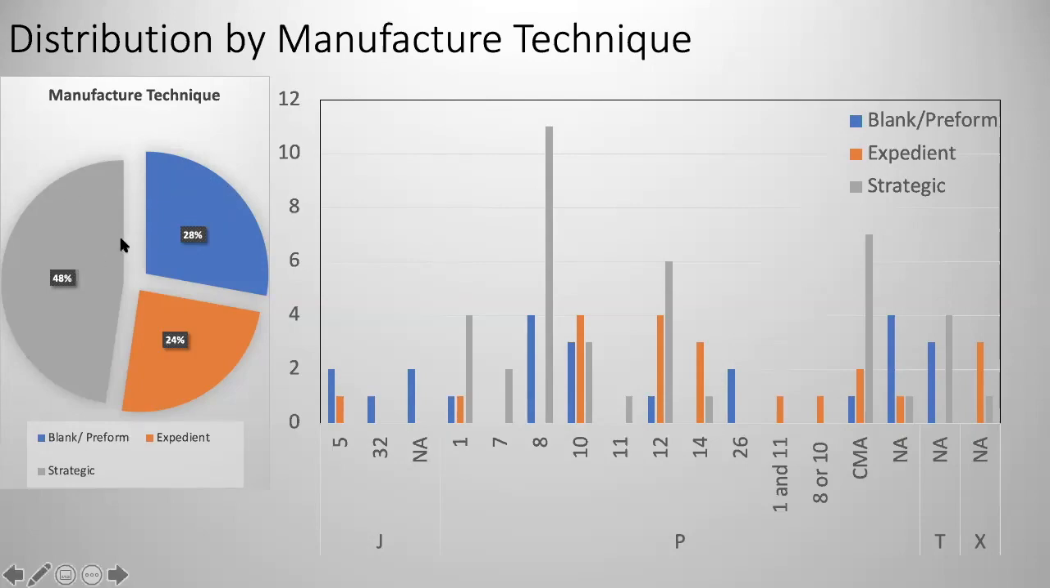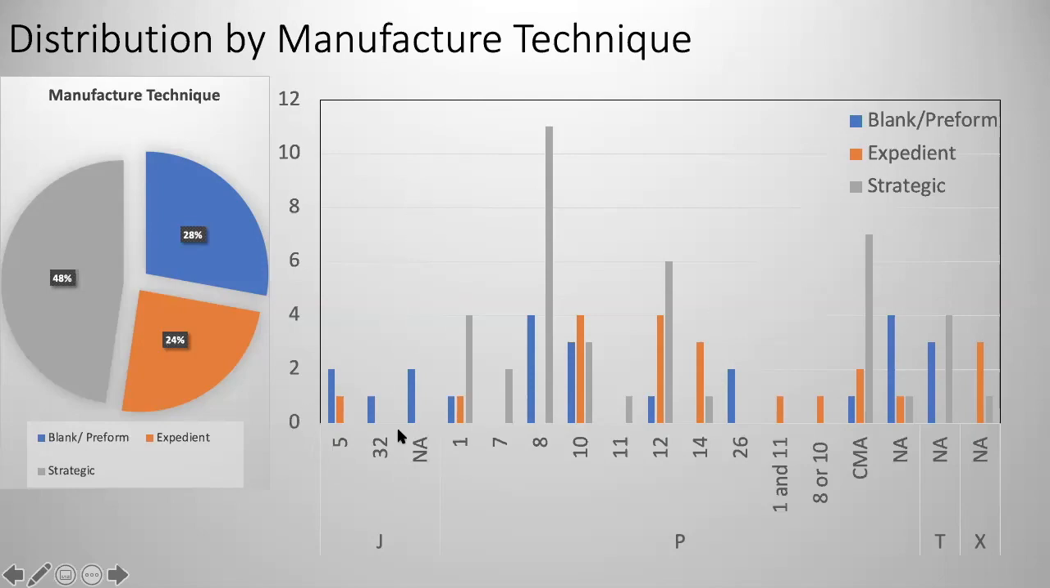So if we look at all the spatulas, we can see that almost half of them, and this pie chart here shows that about half of them are strategic design, about a quarter are expedient design, and then there are about a quarter or so that are either blanks or preforms, or pebbles or preforms with very little wear on them, and it's difficult to see whether they were used as tools or if they were intended as blanks to create strategically designed spatula tools.